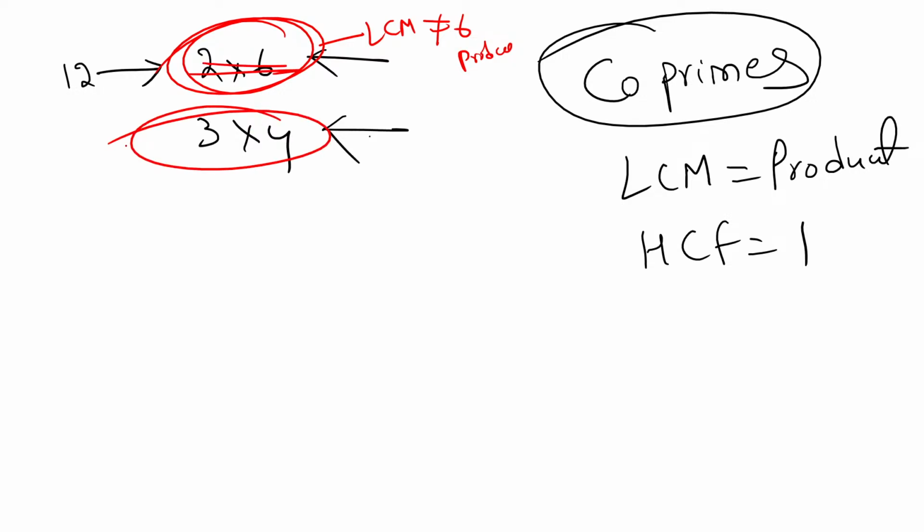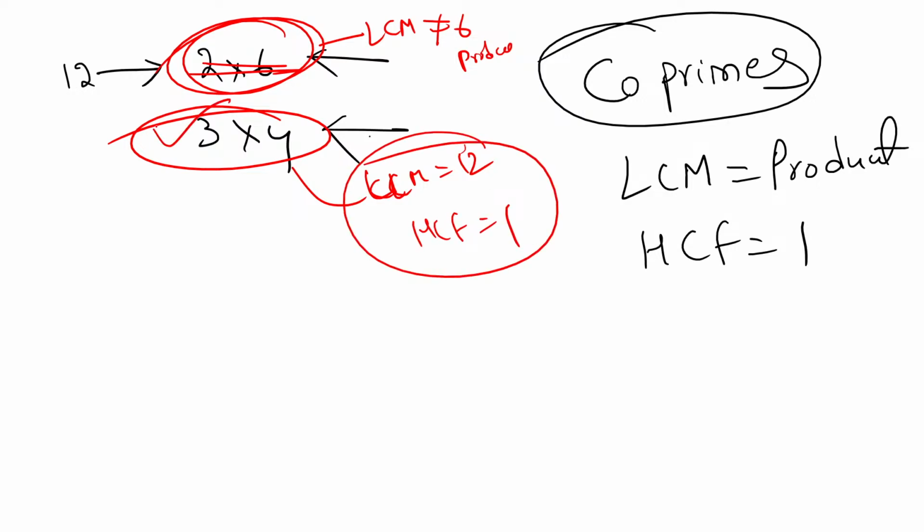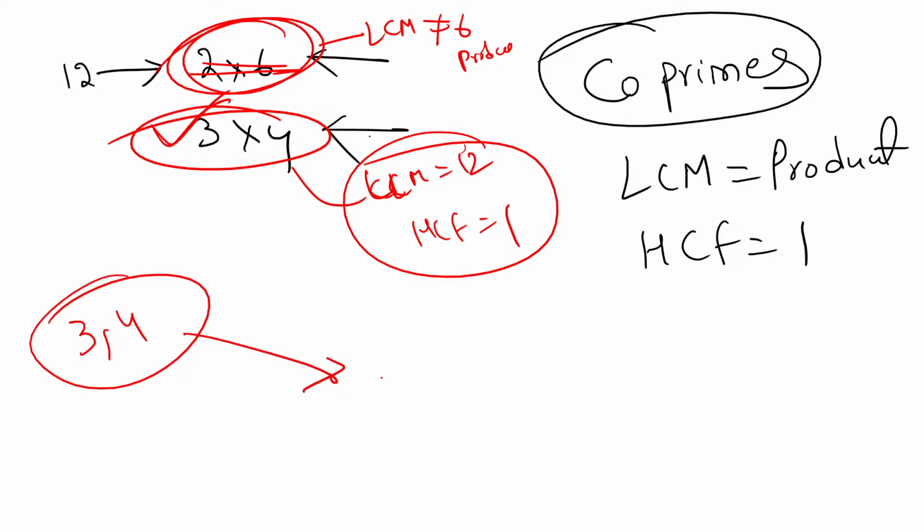But if you take this pair, LCM equals 12 and HCF equals 1. So, LCM equals the product of the numbers. So, this is the co-prime. If a number is following both the rules of 3 and 4, then you can say that number will be divisible by 12 also.